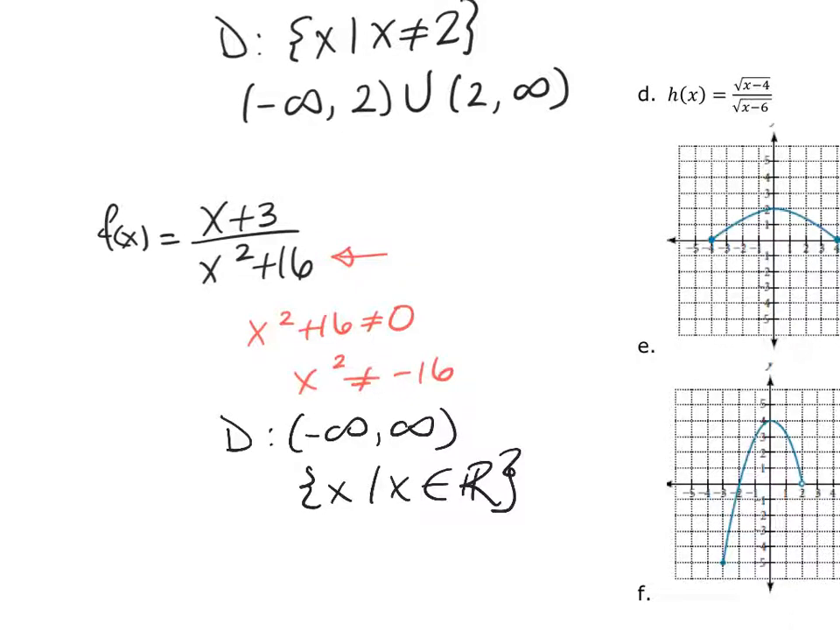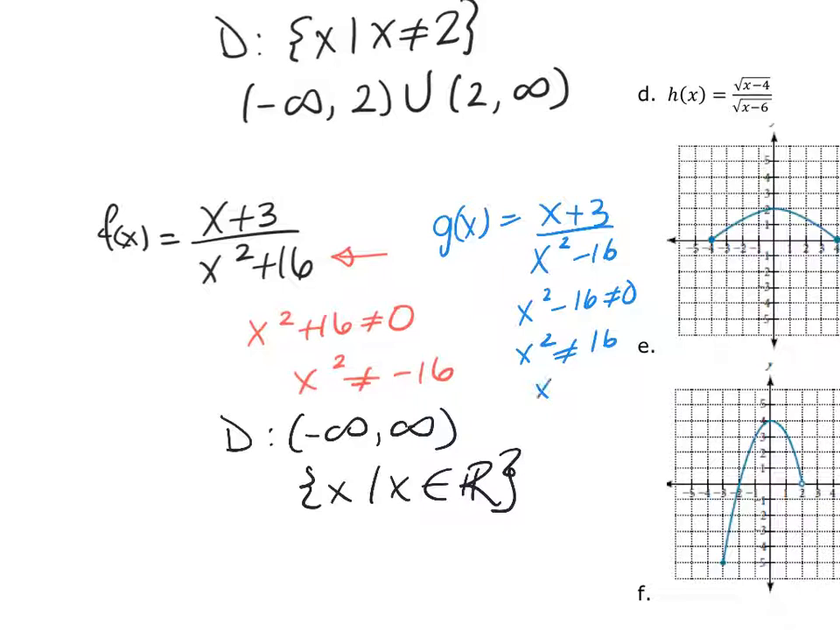Now, the difference between that one and say this one, g of x is equal to (x plus 3) over (x squared minus 16), is that this I can solve. So I have x squared minus 16 cannot equal 0. That means x squared cannot equal 16. That means x cannot equal positive and negative 4. So because it's a positive number, I can take the square root on both sides, and don't forget the plus and minus. So the difference is I can't factor f of x's denominator. It doesn't factor over the reals. But on g of x, it will factor, or I can solve by bringing the negative 16 to the other side.